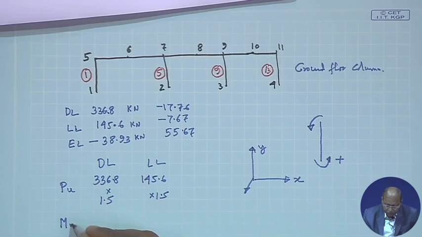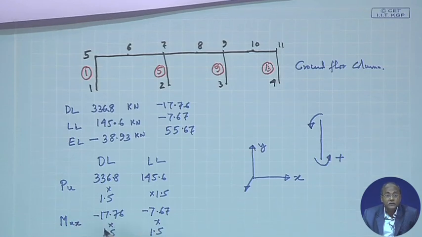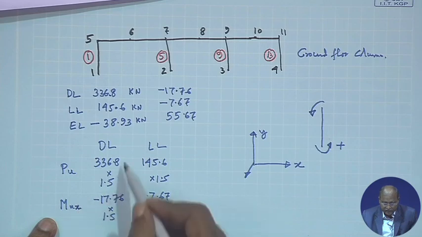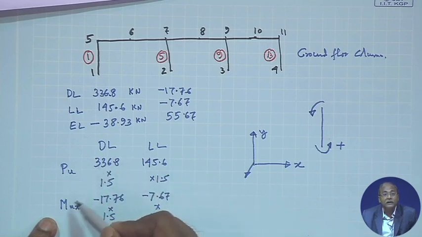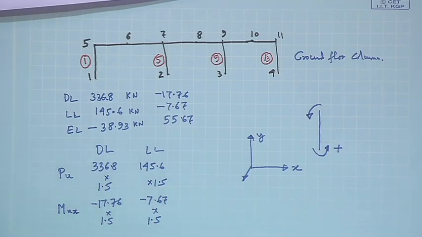For MU, minus 17.76 into 1.5 minus 7.67 into 1.5, this one will give me that MU, or rather MUX. So, this value if we get it here, PU and MUX. So, from there getting that value, that means then I can go for column interaction and on the basis of that we can find out.